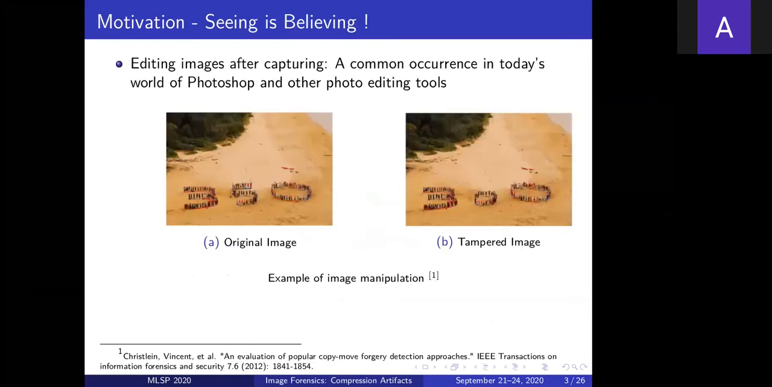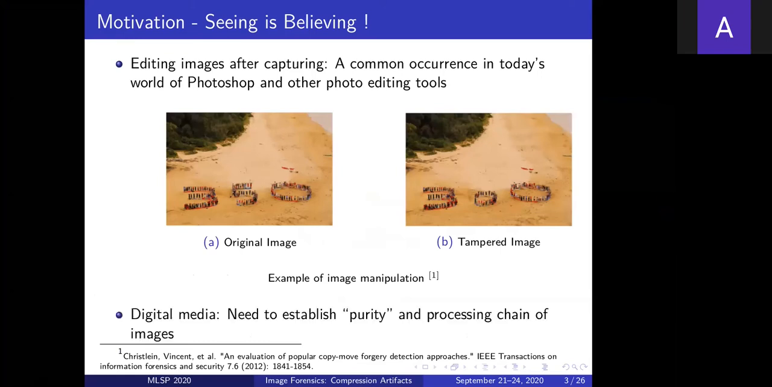In today's world of digital media, it has become very easy to modify images using image processing software like Adobe Photoshop. In such cases, it becomes essential to identify the purity or authenticity of digital media. In this given example, 350 in the original image has been modified and converted into a 300.